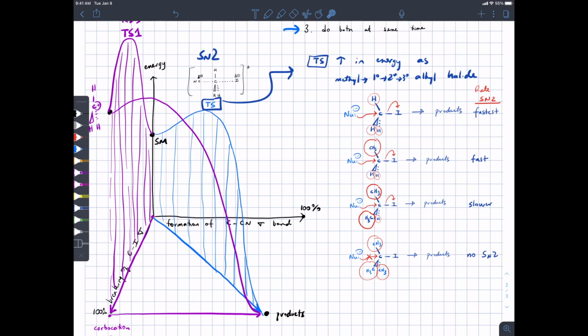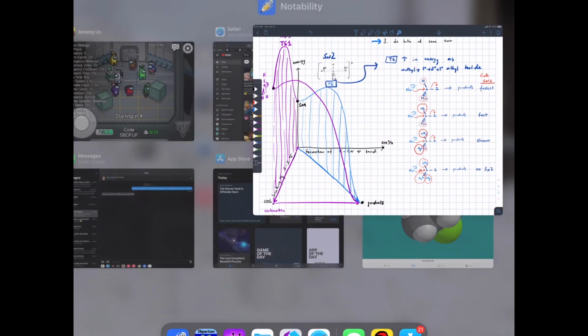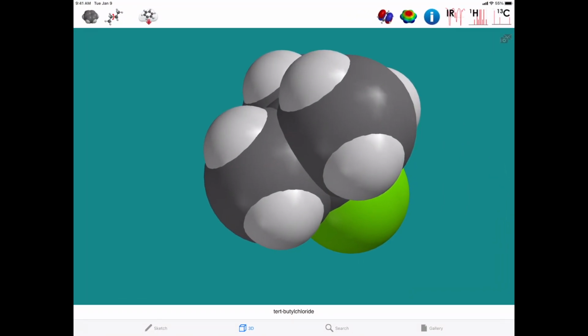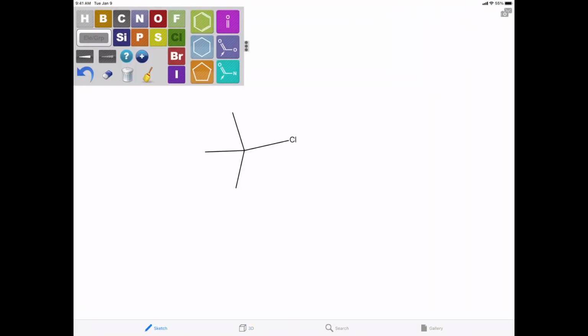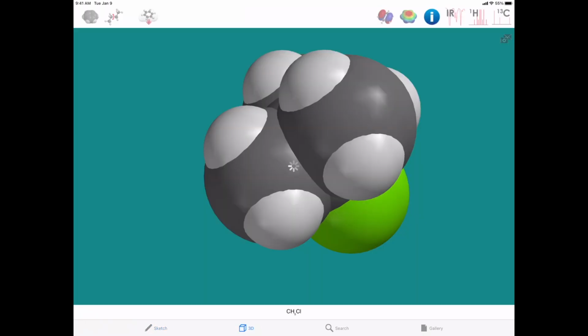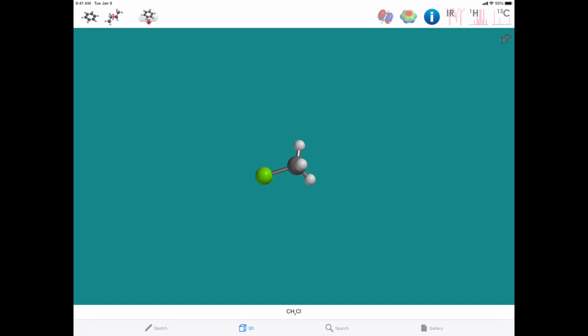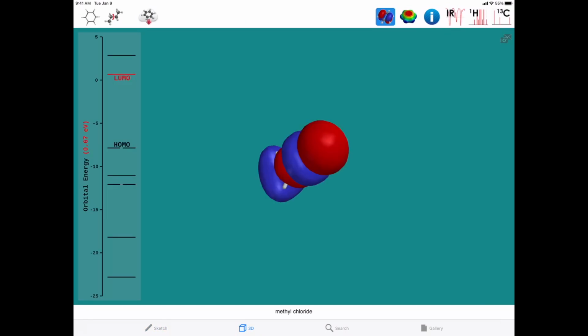Questions? If you want to see an example or see why that's the case, we can look at a methyl halide in the Spartan program, and we can see where the LUMO is. And the LUMO is on carbon.